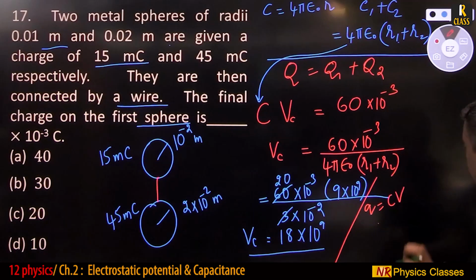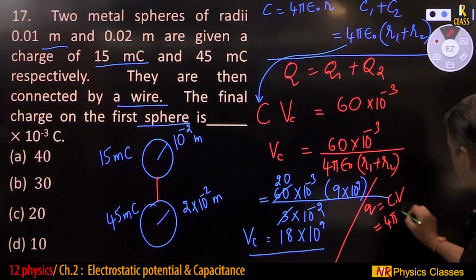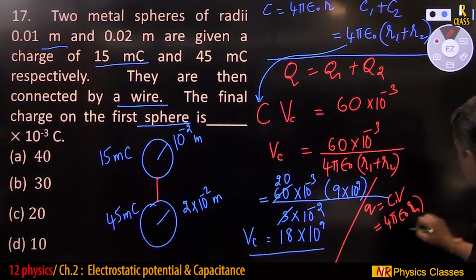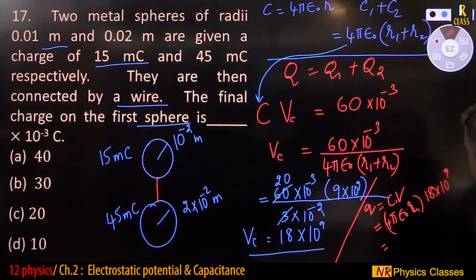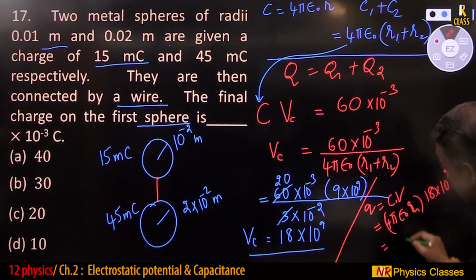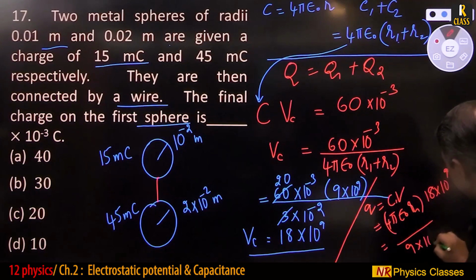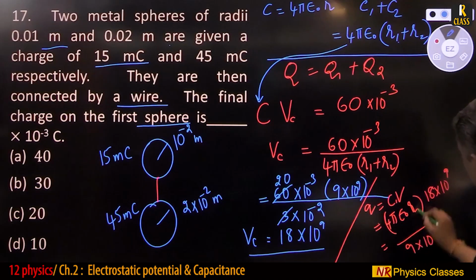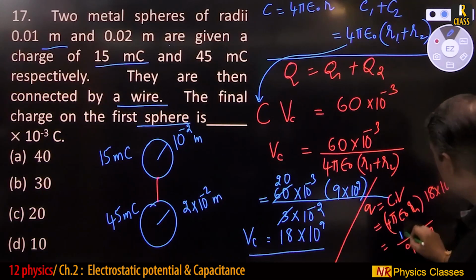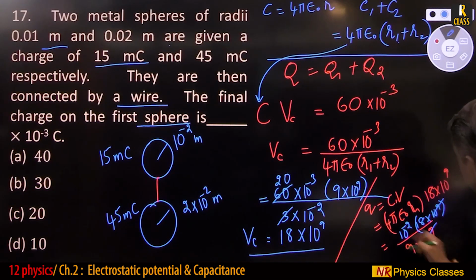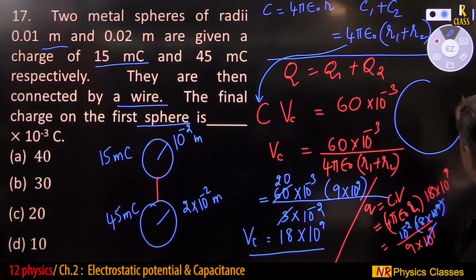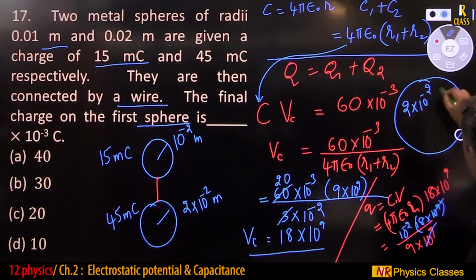Q = C1 V1. C1 is 4π ε0 times R1, and the common potential is 18 × 10^9. 1 by 4π ε0 is 9 × 10^9, so C1 is 1 by 9 × 10^9. The radius of the first sphere is 10^-2, and the common potential is 18 × 10^9. The 10^9 terms cancel, 18 by 9 is 2, so 2 × 10^-2. The final answer is 2 × 10^-2 coulomb.